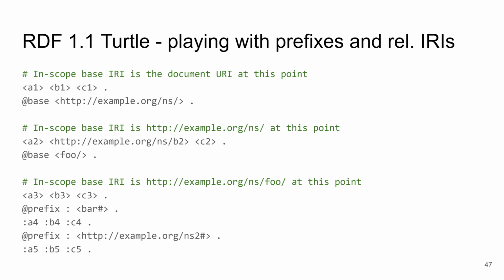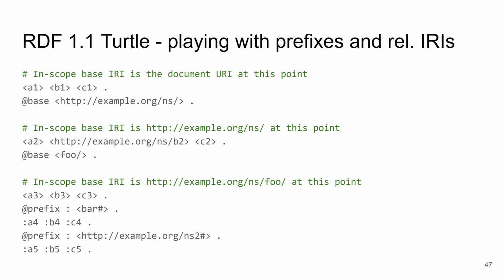A1, B1, and C1 are all relative IRIs. At this time, we don't know the base, so it will be the IRI of the document. So this document, when published on the web, will be published on some URI, and this URI will be the base for those 3 IRIs comprising the first triple. It means that when we take this document and publish it somewhere else, those triples will mean other things. So that's not really practical, but that's how it is in this document.